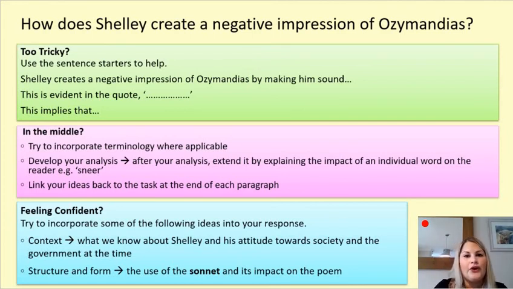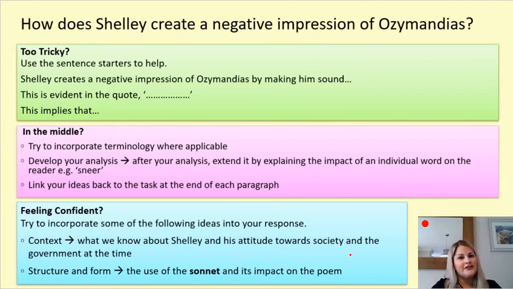Okay, so in order to consolidate our understanding of the poem, I would like you to write me a paragraph or 2 about this question. In your books, you're going to need to write down, how does Shelley create a negative impression of Ozymandias? And what I've done is 3 boxes. The first one is if you'd like a little bit of support, these are your sentence starters. So, Shelley creates a negative impression of Ozymandias by making him sound arrogant and cruel. This is evident in the quote, "sneer of cold command." This implies that he was a tyrannical ruler and he didn't respect or care for his people.